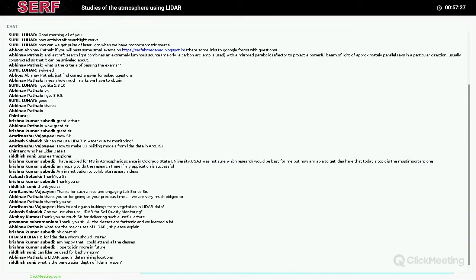Yes, you can write definitely for LIDAR data to the person concerned. Then Riddhi Soni asks whether LIDAR can be used for bathymetry. I don't know. Abhinav Pathak asks, is LIDAR used in determining locations? Yes, definitely.